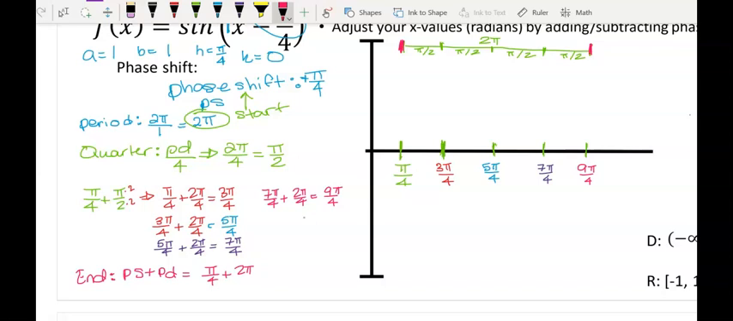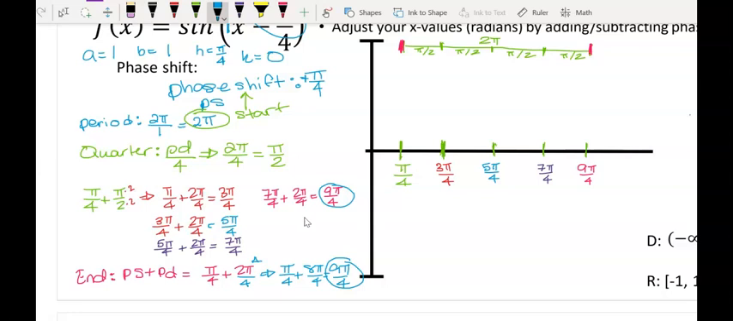So I'm going to add that to there. And again, I have to have a common denominator, so I'm going to put this over 4 and multiply by 4. So really I have pi over 4 plus 8 pi over 4, which gets me 9 pi over 4. So this period plus phase shift matches adding all of those up together. Since those match, these should also be correct.